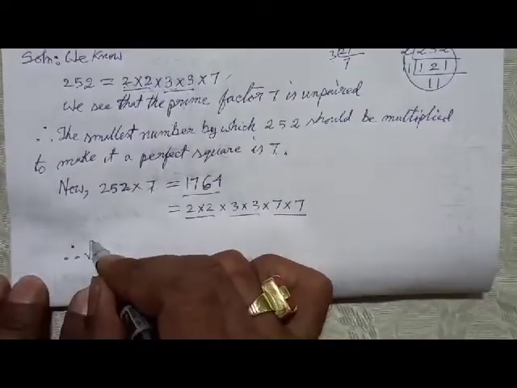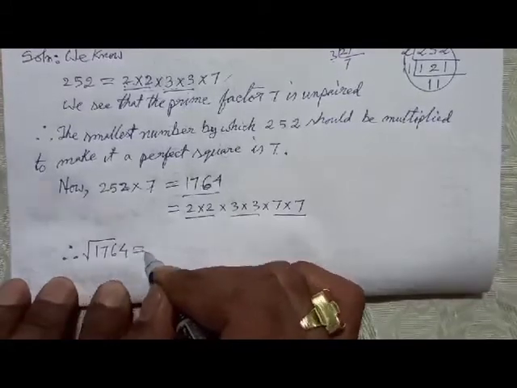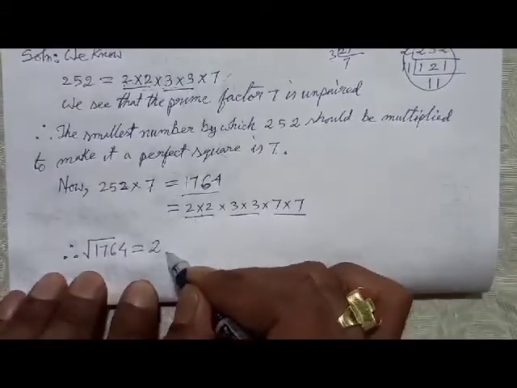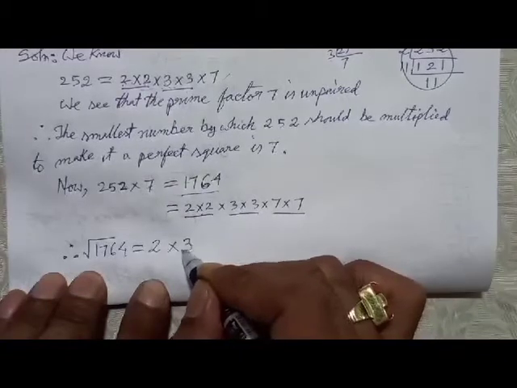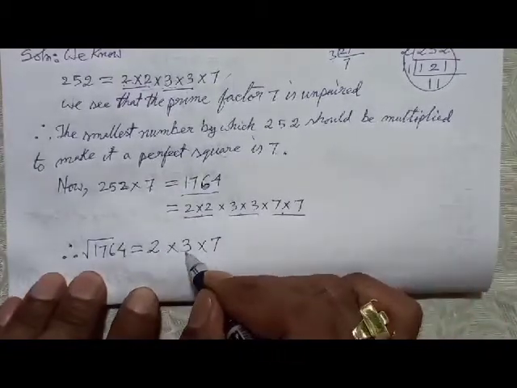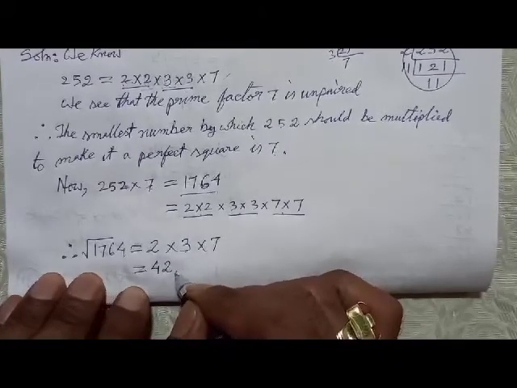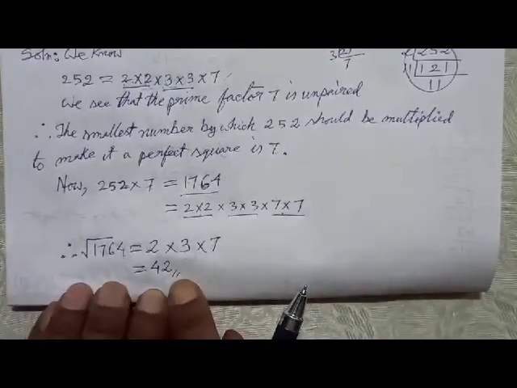Therefore, square root of 1764 is equal to, from this 2 pair 1 2, from this 3 pair 1 3, from this 7 pair 1 7. 2, 3 are 6, 6, 7 are 42. So 42 is the answer. So this is the answer here. This question is over.